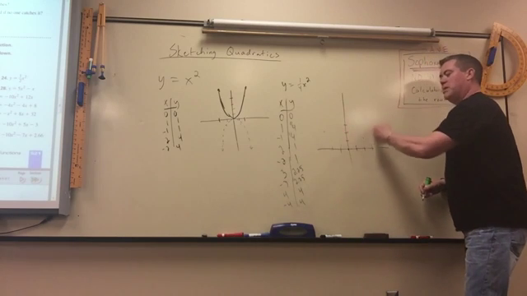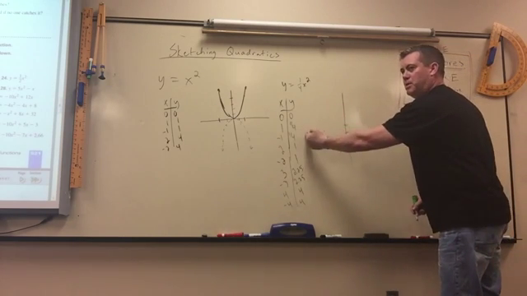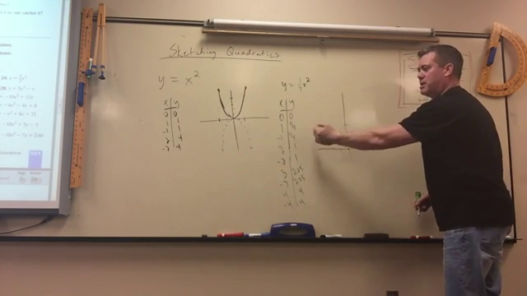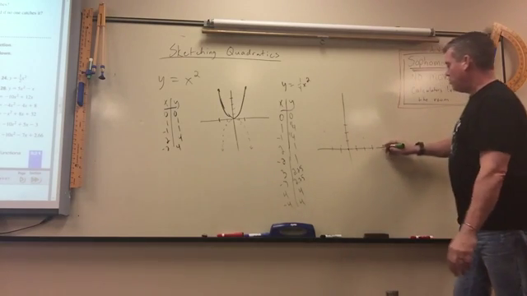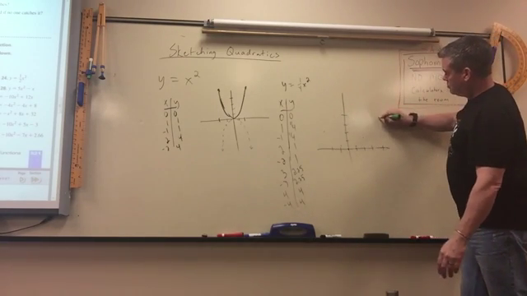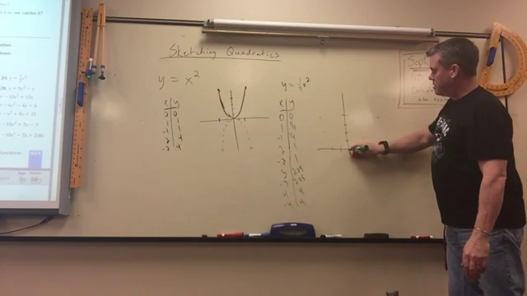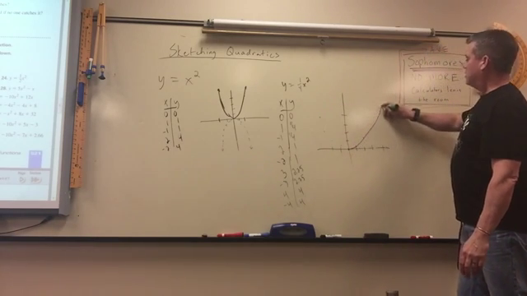And it's always going to be symmetric, so if you find one side, you can just mirror it, reflect it over to the other side. 4 over, 4 up. So there's enough to just see that it's going to be going like this.